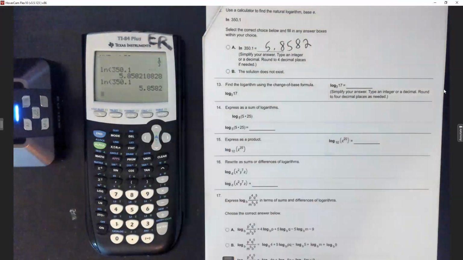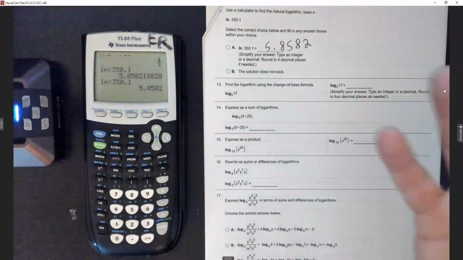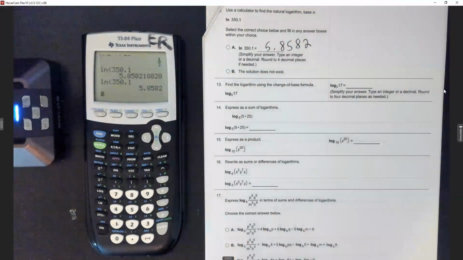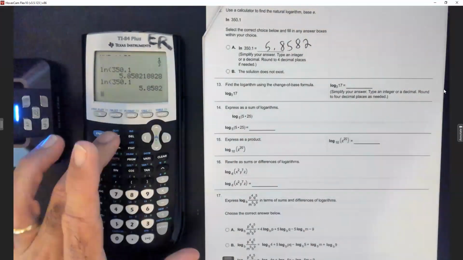So most of these are gonna want 4 decimal places, but if you need something longer, like those problems I worked a while ago, you wanna go back and set it back on the float, okay?